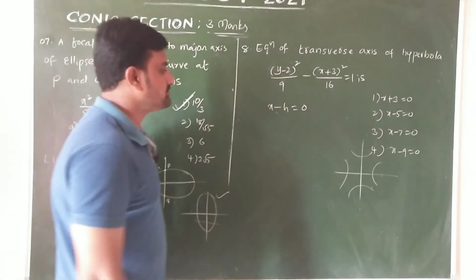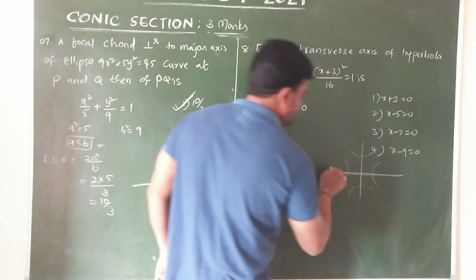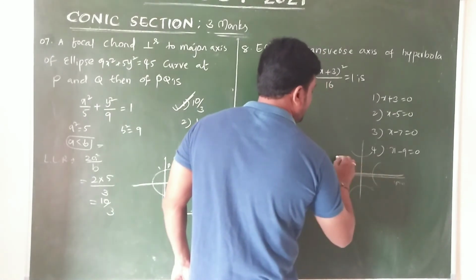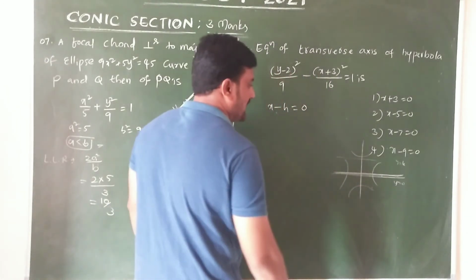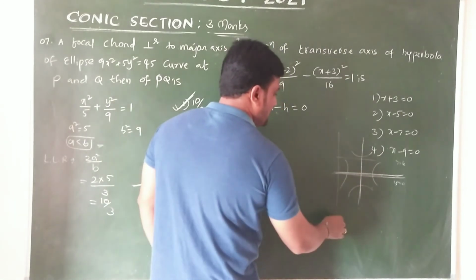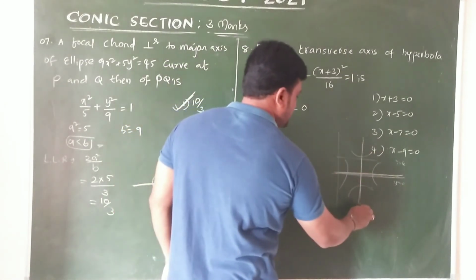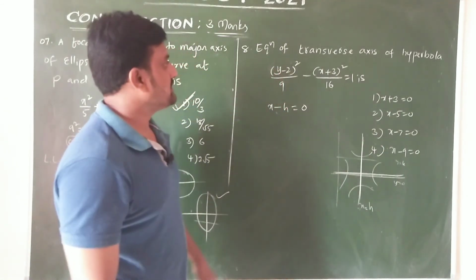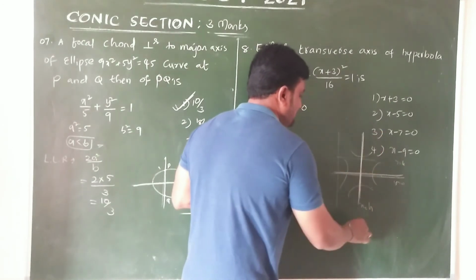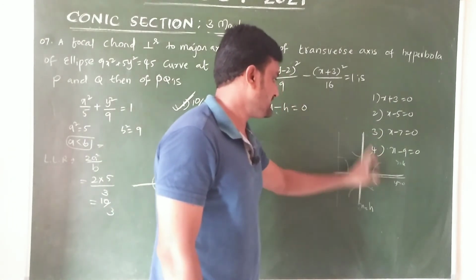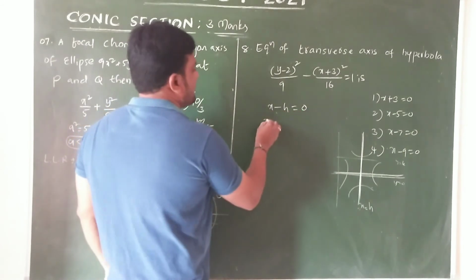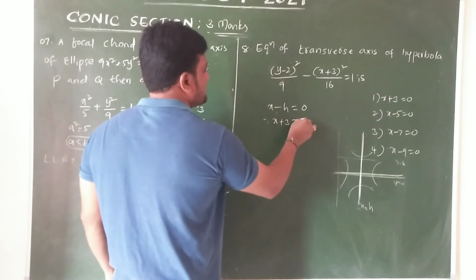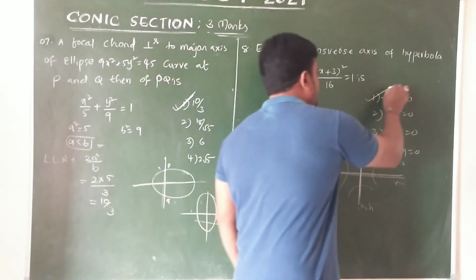If it is parallel to the x axis, then y equals 0. Suppose it is y equals k, and it is parallel to the y axis. Parallel to the y axis is x equals 0, but here x equals h. Now the equation of the transverse axis of the hyperbola should be x equals h, then x minus h equals 0. Clearly here, given x minus h is nothing but x plus 3 equals 0. Okay. Now the first option is the right option.